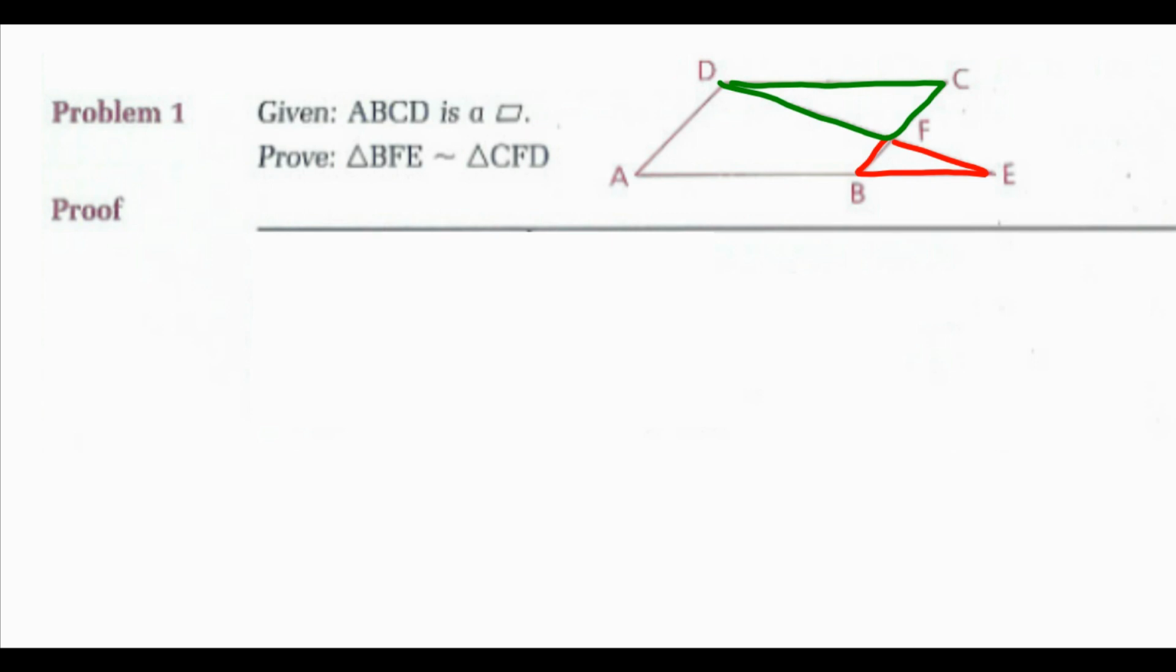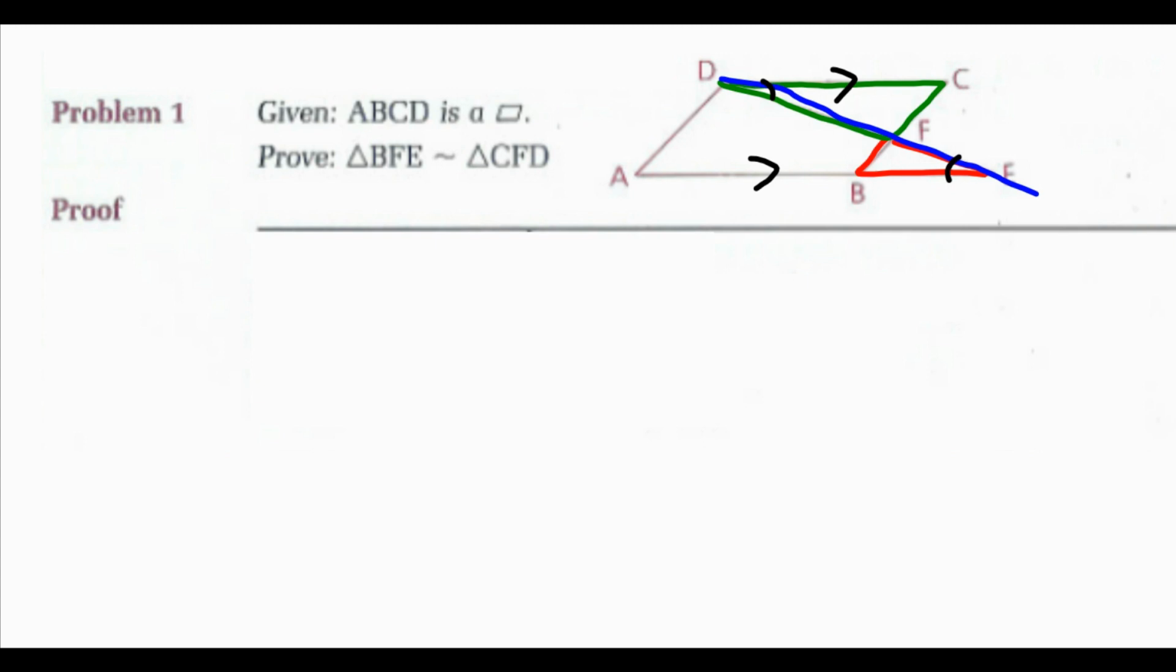It does tell me that the opposite sides are parallel, so side AB would be parallel to side DC. And notice DE could be a transversal of this line. If DE were a transversal of this line, then angle CDF would be congruent to angle BEF because those are alternate interior angles. So that's one angle that's congruent.